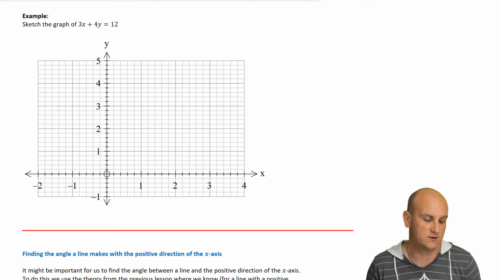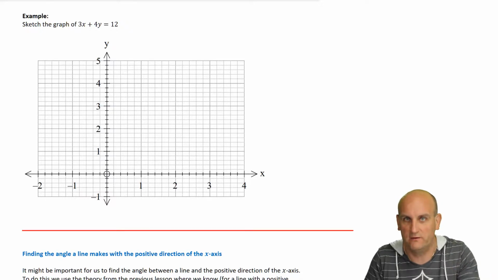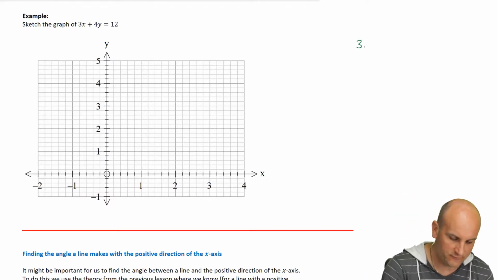So what about this one? Sketch a graph of 3x plus 4y equals 12. This is in intercept form. Love intercept form. Why? Well, funnily enough, we use exactly the same method as we did previously. So I have 3x plus 4y is equal to 12.